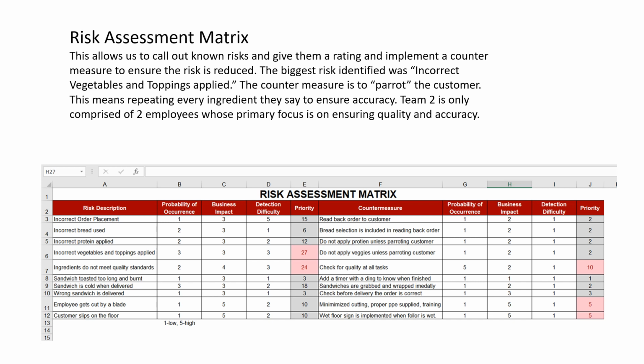So team 2 is comprised of only 2 employees, that's the vegetable people, and their primary goal is to make sure that they are really focused on, yes, this ingredient, so that we're not having to remake anything.